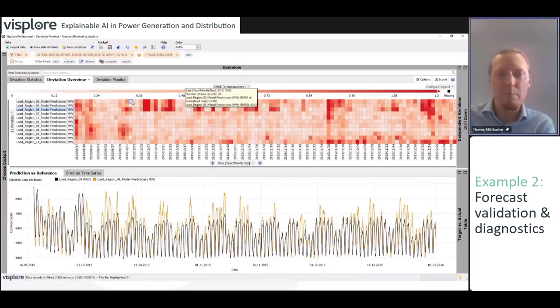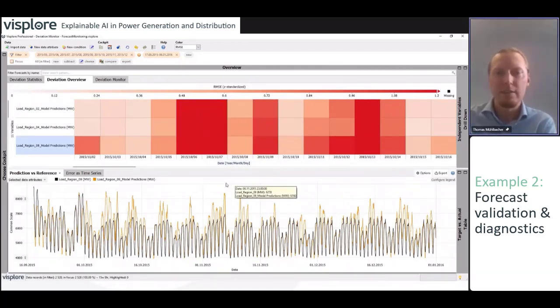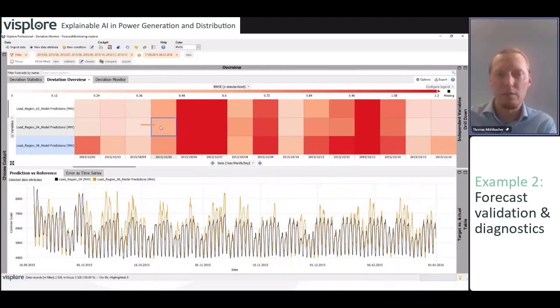Let's zoom in on an example here. Focus on a few models here with the problems, and then select some of these days.